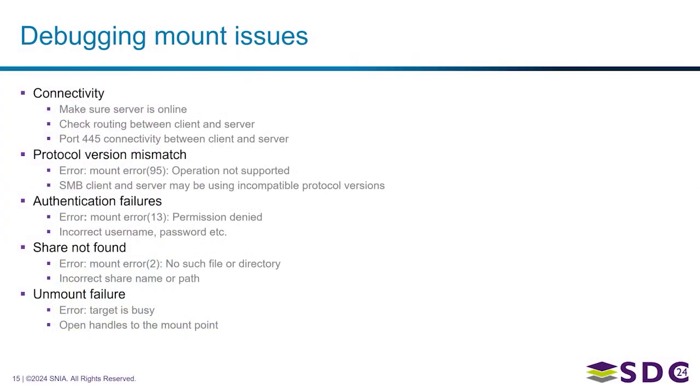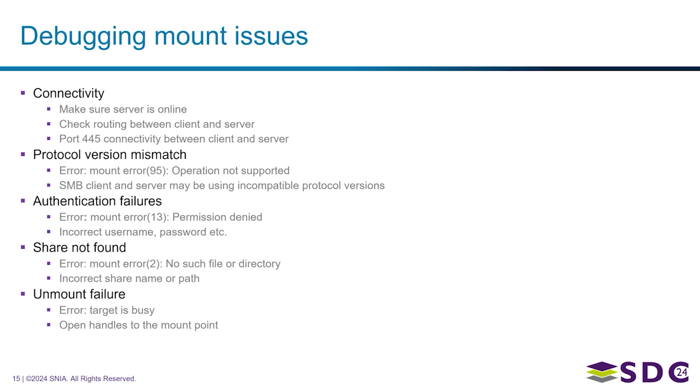Then I've captured the list of common issues that we face during the mount. If it is a connectivity issue, you check Wireshark and make sure the server is online, and also check if port 445 is unblocked. If there is a protocol mismatch, you would usually get an error saying operation not permitted. Then you make sure both server and client are compatible with each other with respect to versions.